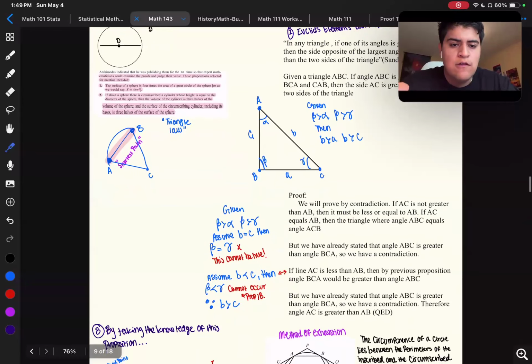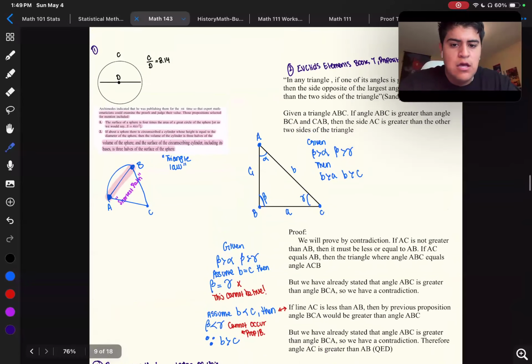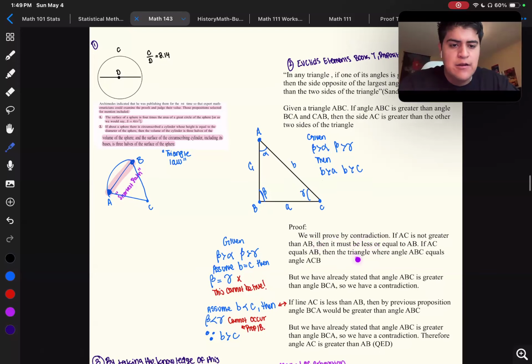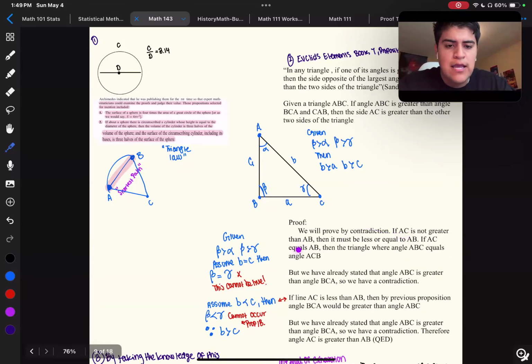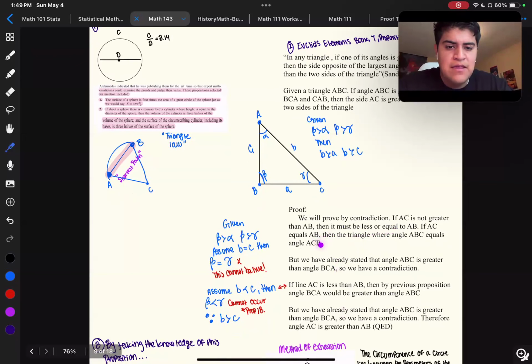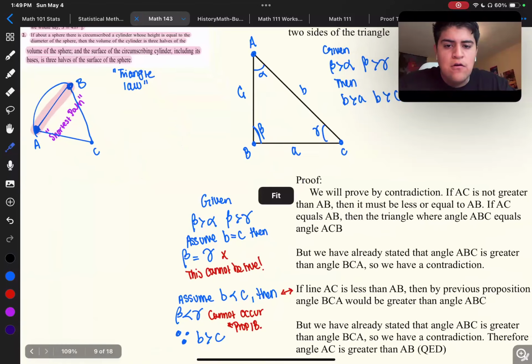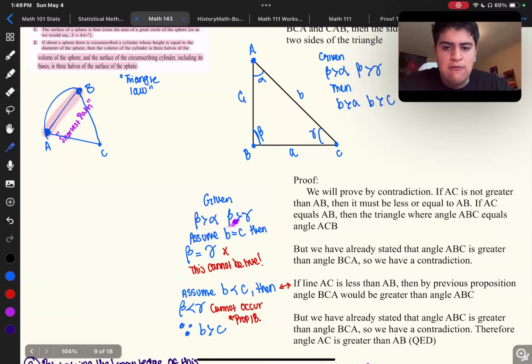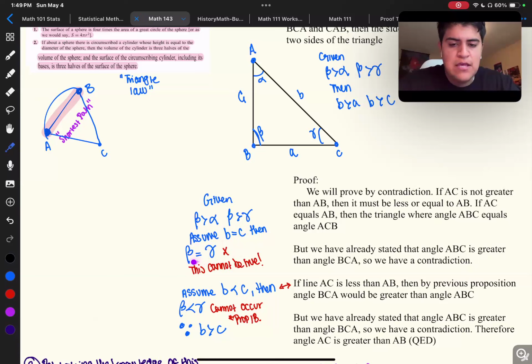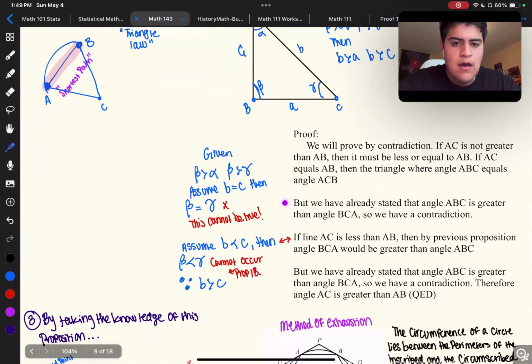In order to prove this, a proof by contradiction is required. If AC is not greater than AB, then it must be less than or equal to AB. If AC equals AB, then angle ABC equals angle ACB. We're given that beta is greater than alpha and beta is greater than gamma, and if we assume that B is equal to C, then beta must be equal to gamma, but this cannot be true. We have already stated that angle ABC is greater than angle BCA, so we have a contradiction there.